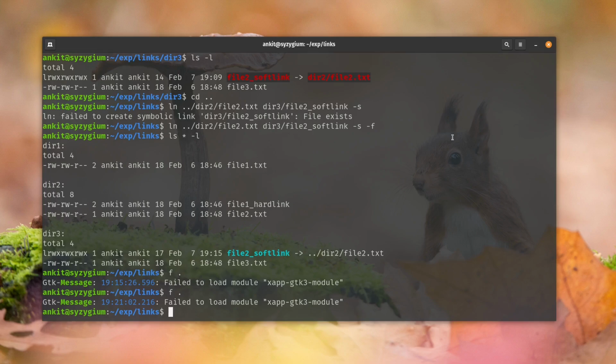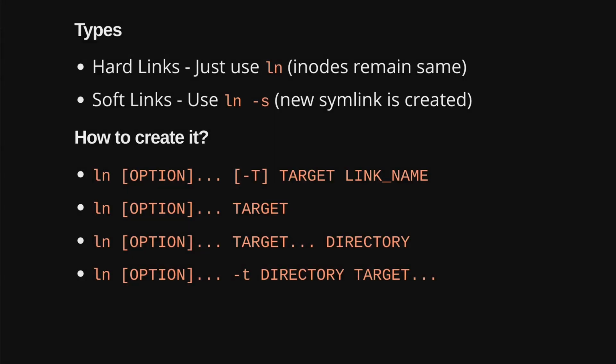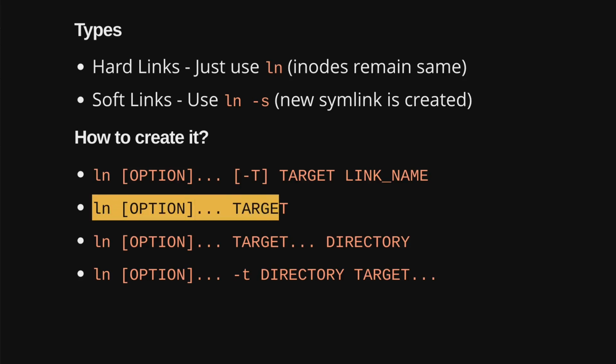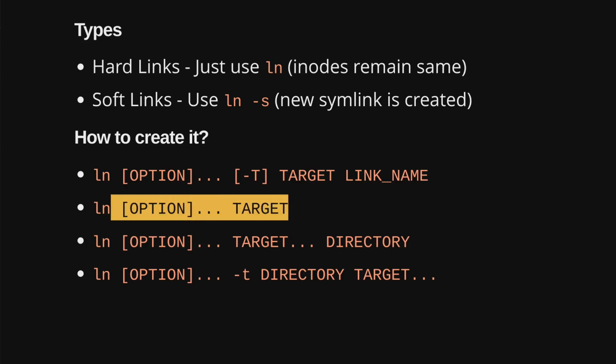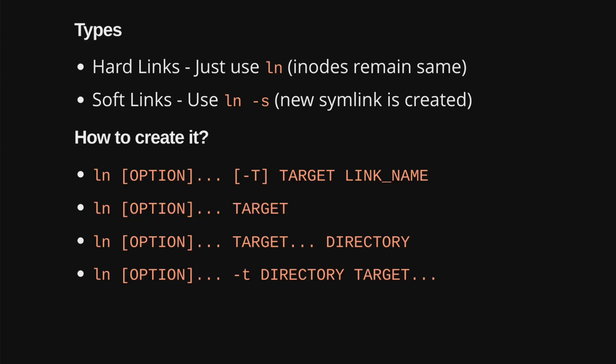So we have seen very basic uses of the ln command to create links. Now let's see what were all the other uses of this ln command. If you just provide the target, then the link will be created in the current directory itself. And if you have specified a -s flag, a soft link is being created, and the location of the link is in the current directory.